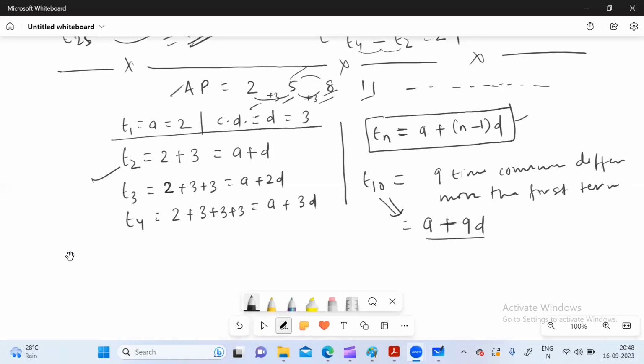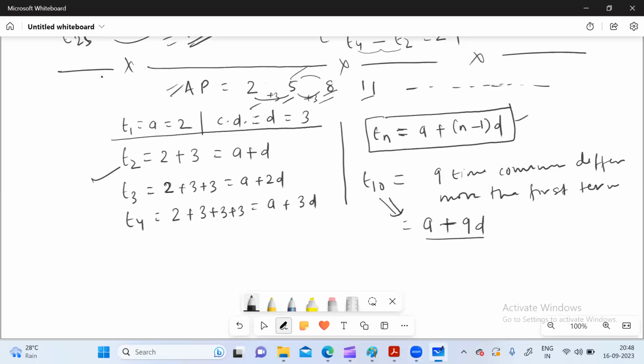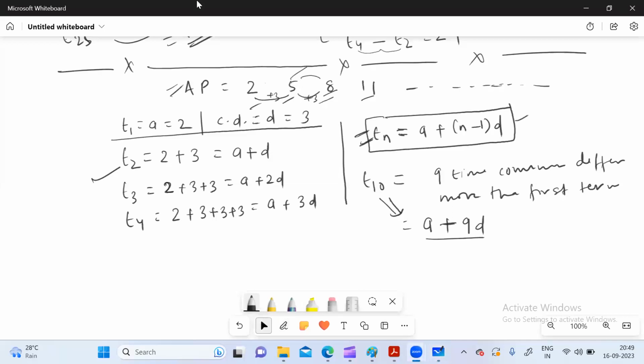So for the same AP, just tell me what will be the ninth term. Just tell me the ninth term without thinking of this formula. Just visualize. You know the first term is 2, and every time for the next term you will be adding 3 to it. So to get the ninth term, you need to add 8 times common difference to the first term. Is it okay?